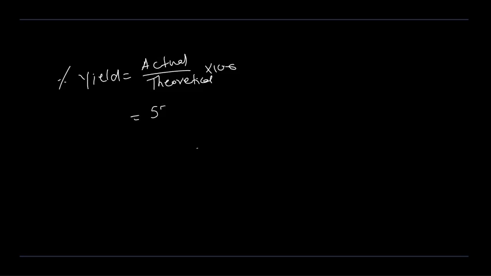And now we can find the percentage yield. So the percentage yield equals actual yield divided by theoretical yield times 100. So that equals 55.8 divided by 64.39 times 100. So that will be 86.65%.